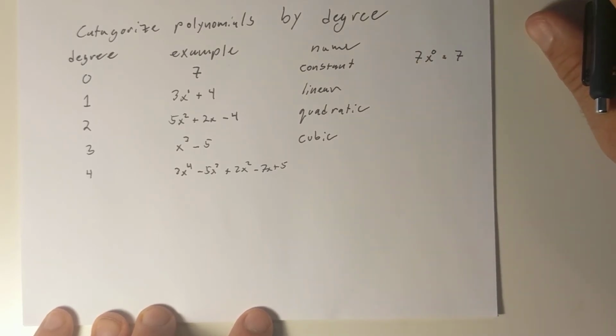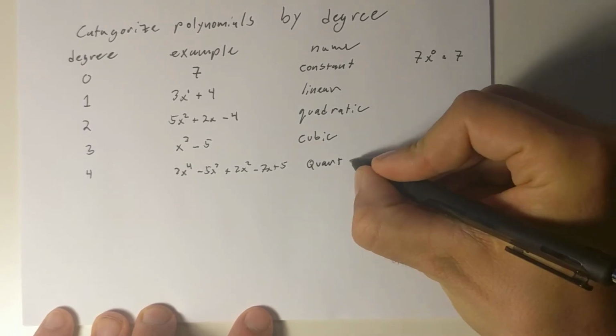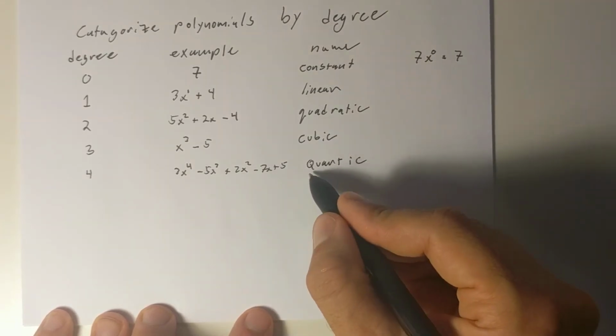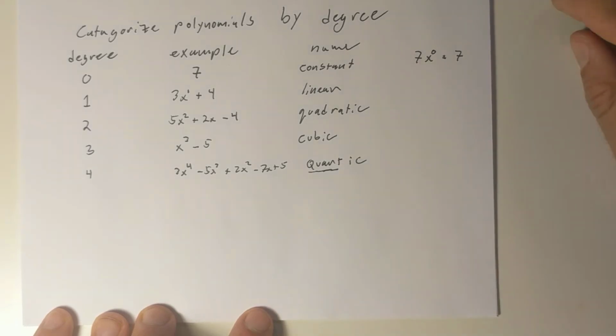But since it is a fourth degree, what would we call it? We actually call it a quartic. You might recognize this portion, quart, from how many cups are in a quart, right? 4 cups are in a quart. So quartic means 4 oftentimes. So that's what we call it. 4.